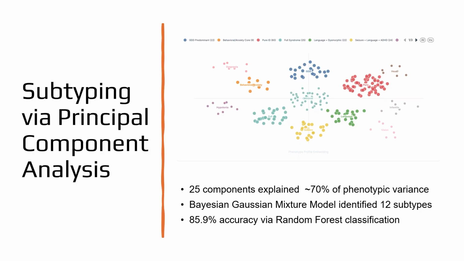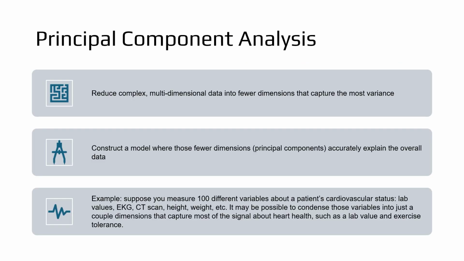To understand these results, you have to understand how PCA works. Principal component analysis is a method of reducing complex, multidimensional data into fewer dimensions that capture the most variance. PCA allows us to take thousands of complex genetic variables and condense them into a few key indicators. In my research, we use PCA to distill thousands of genetic variables down to core signals that actually differ between patients. This transformed a noisy spectrum of data into a clear map where we could finally identify distinct subtypes.